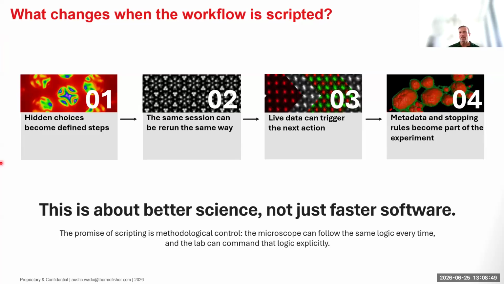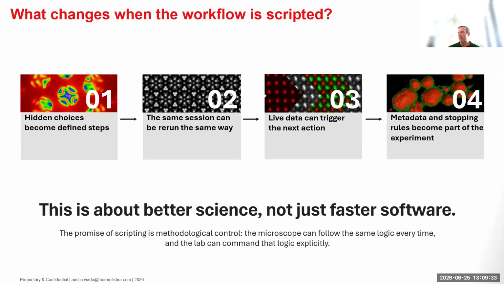So what actually changes when we move from manual microscopy to scripted microscopy? The biggest difference is not that the microscope becomes faster, it's that the experiment becomes controlled. First of all, all the hidden decisions that an experienced operator makes now become explicit instructions in the script, instead of relying on memory or personal habits. Second, because every action is specified, the exact same experiment can be repeated tomorrow by another user or another instrument, which gives us true reproducibility. Third, the microscope can now start reacting to the data as it is collected instead of waiting for the operator.